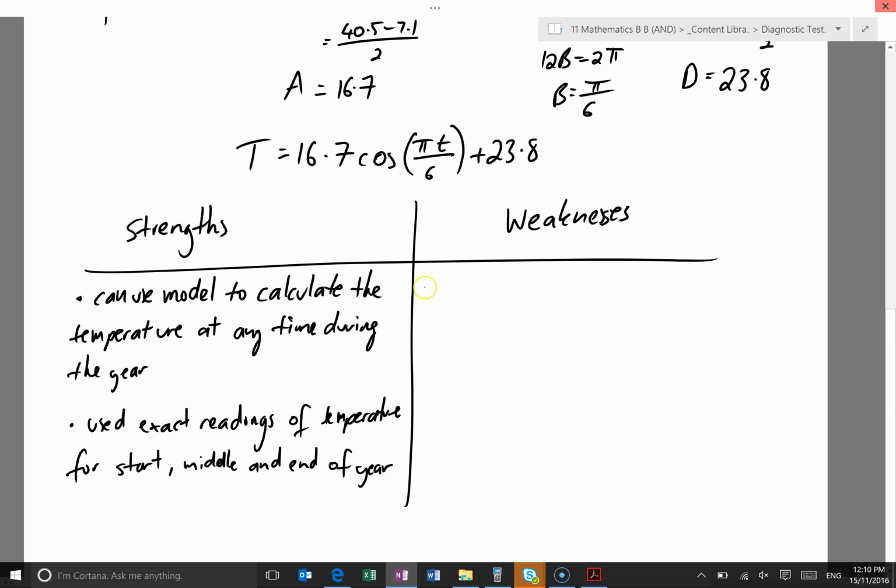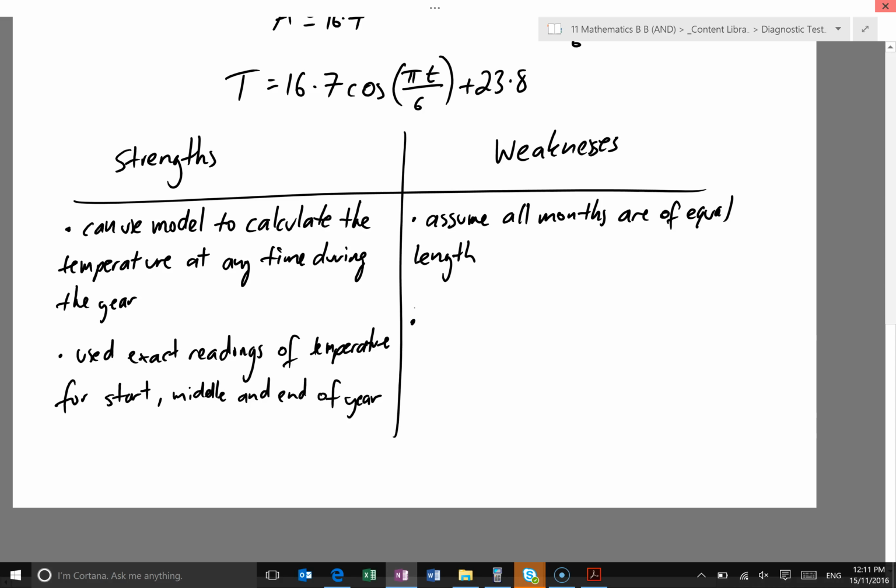In terms of weaknesses, one big weakness is that we assume all months are equal, which means we might lose a little bit of accuracy for some of the months. And those assumptions we made at the start may be weaknesses as well. So that 40.5 degrees in January was really the average temperature for the month. So we used average temperatures for the month for Jan and July.